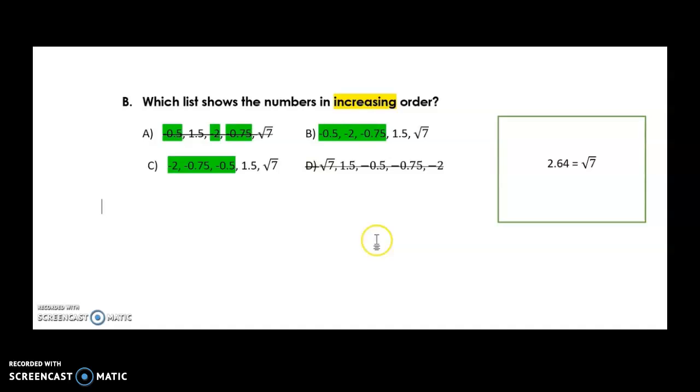So looking at the first 3 values, again, the larger the negative, the smaller the value. The farther to the left, the smaller the value. So looking at my first ones, option B, negative 0.5, negative 2. You should hopefully realize that negative 2 would be farther left on a number line than negative 0.5. So this is not our answer. Looking at C, negative 2, then negative 0.75, negative 0.5. Those are going in increasing order.